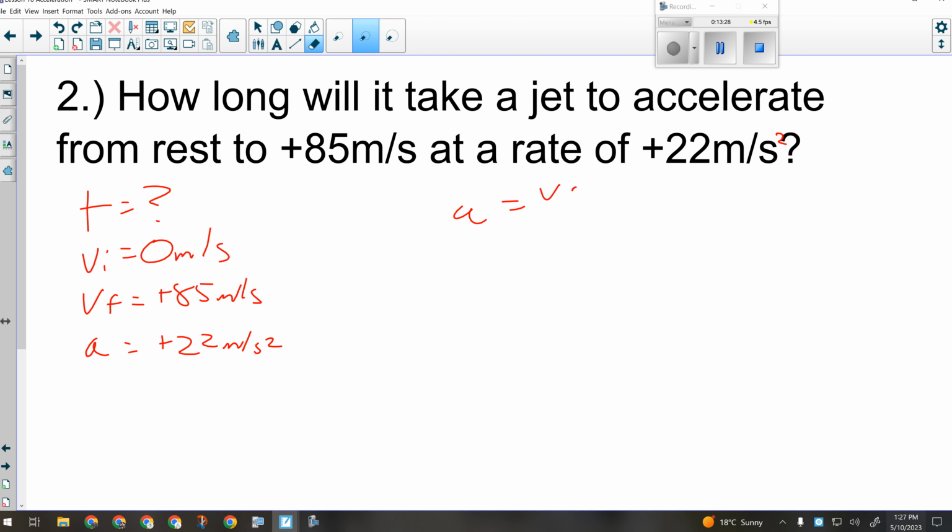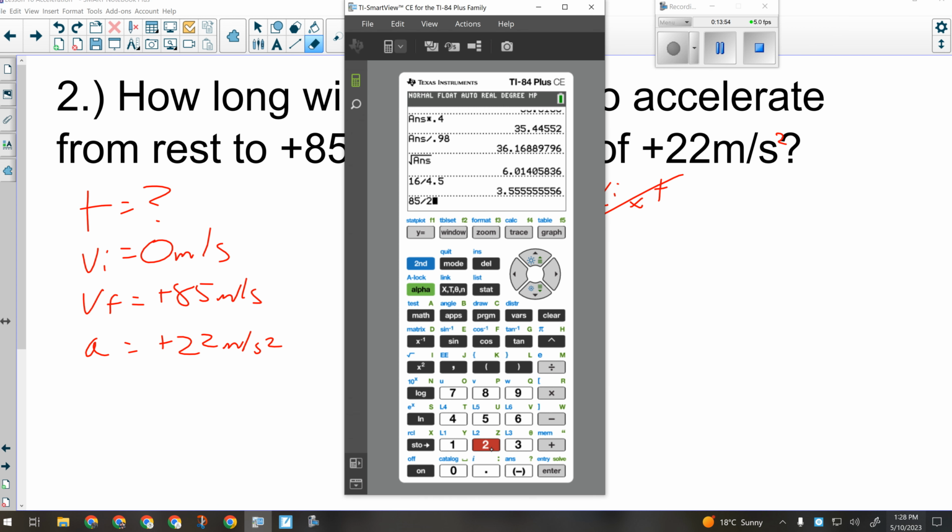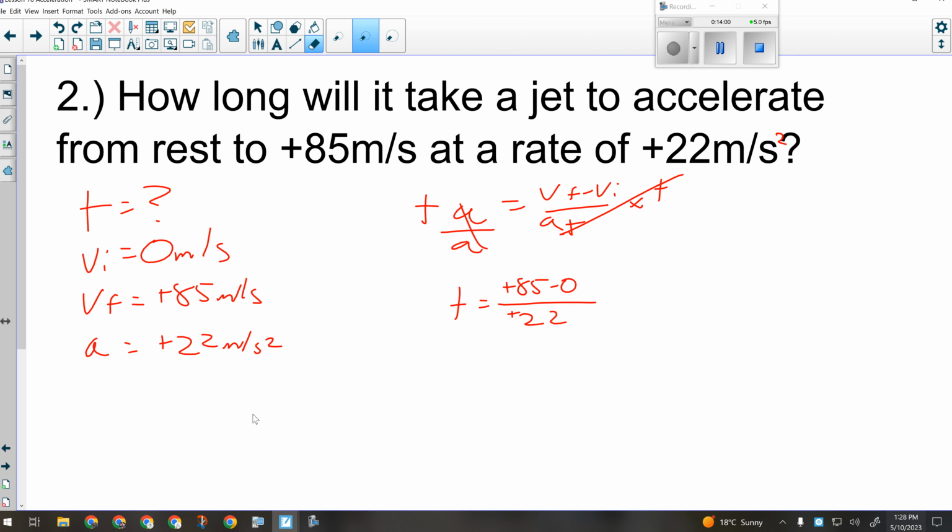So A equals VF minus VI over T is the only formula on my sheet that is appropriate here. I'm solving for T. So I multiply both sides by T and divide both sides by A. So I would have positive 85 minus 0 divided by positive 22. All right, so we'd be looking at 3.86 seconds. How important are the units? Very. Don't put them on there, it's wrong. Make sure you got units.